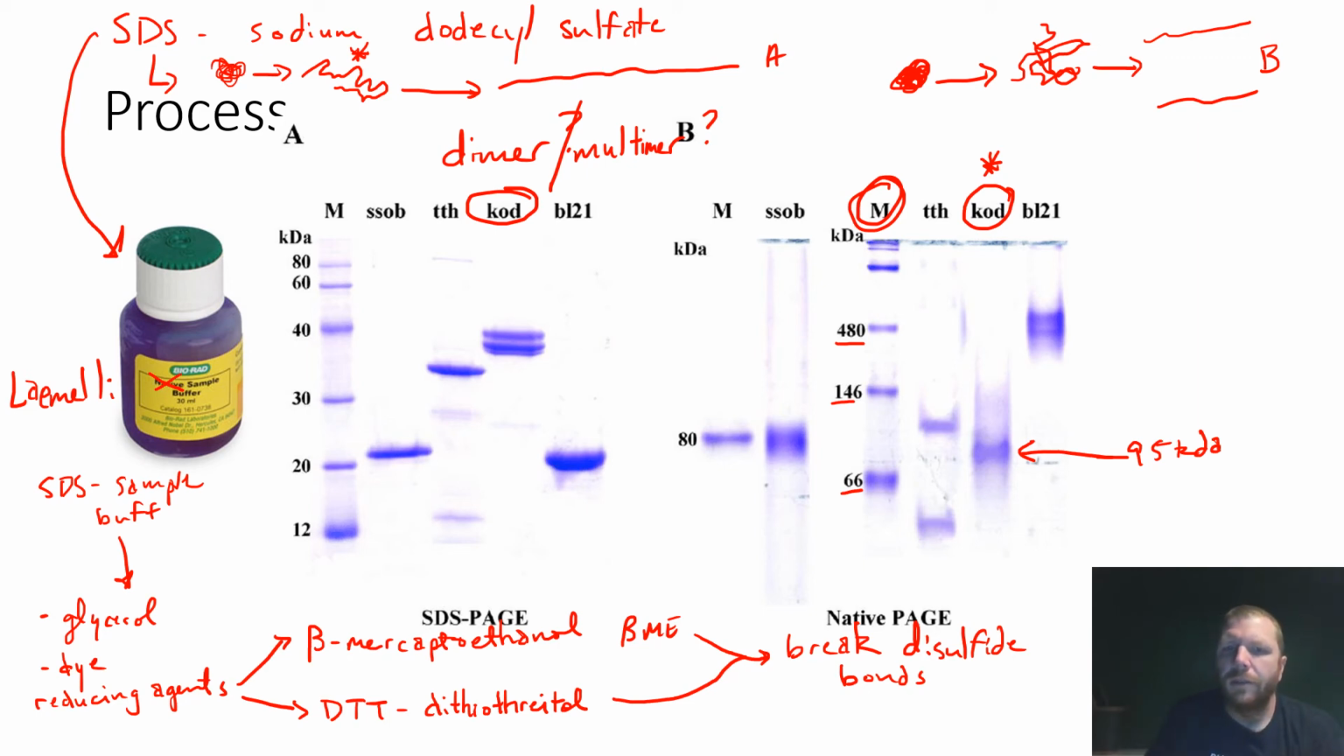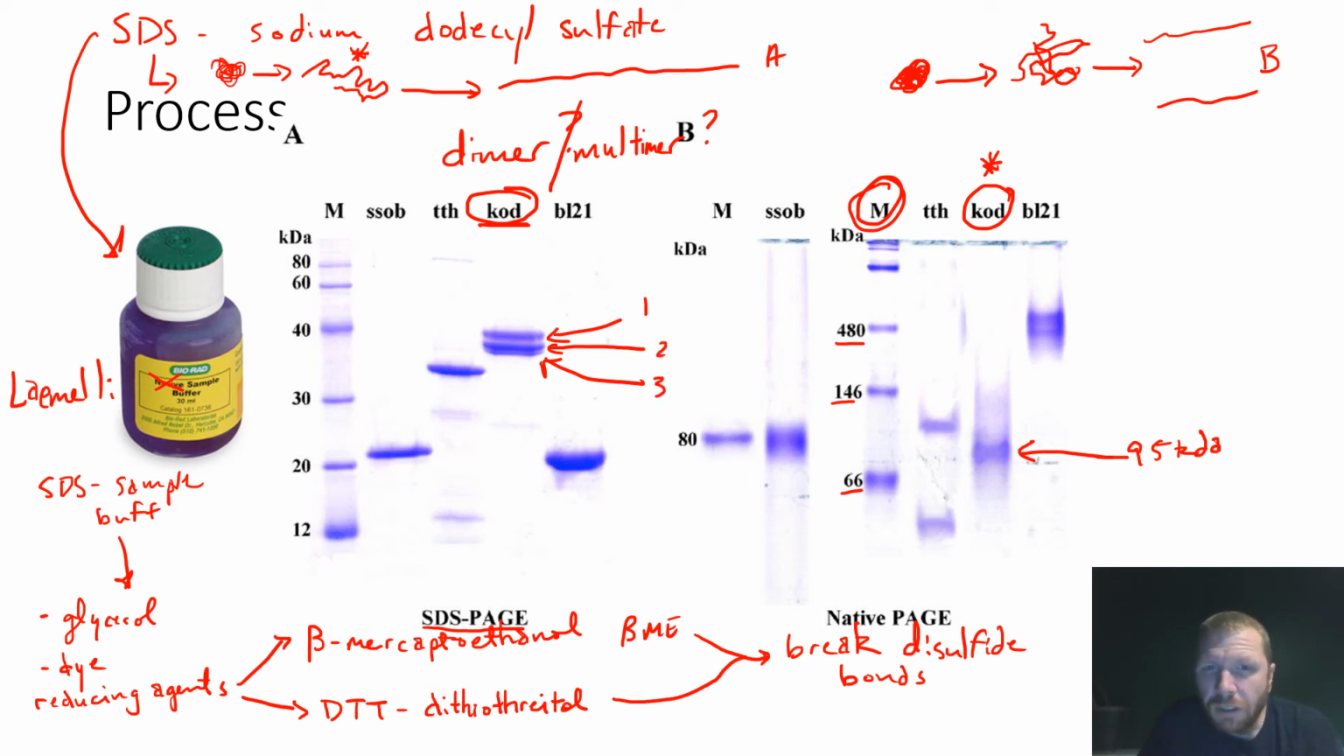Now let's look at this lane right here, KOD in the SDS-PAGE. What do we see? I see a band there. I see a band below that. And then I think I even see a third band there. I'm not 100% sure on that. There might be. I'm going to label these 1, 2, and 3.